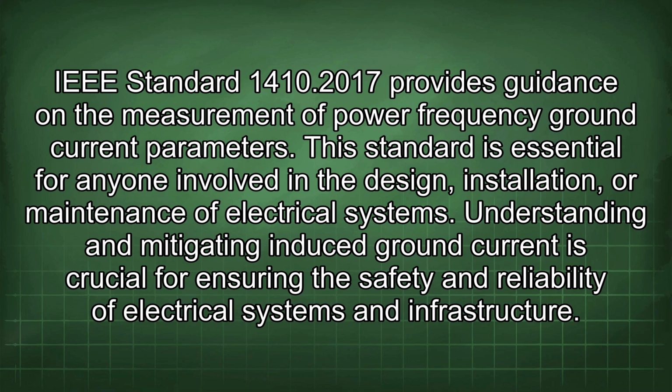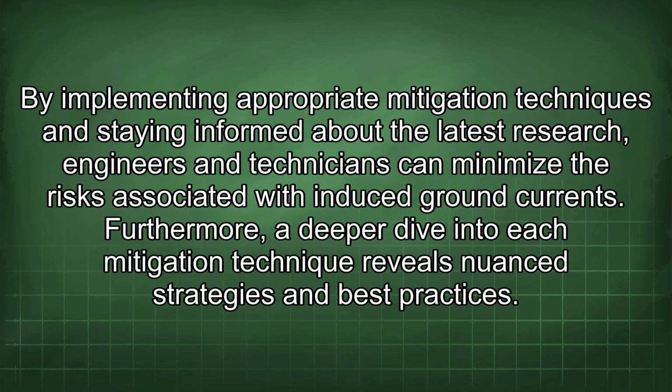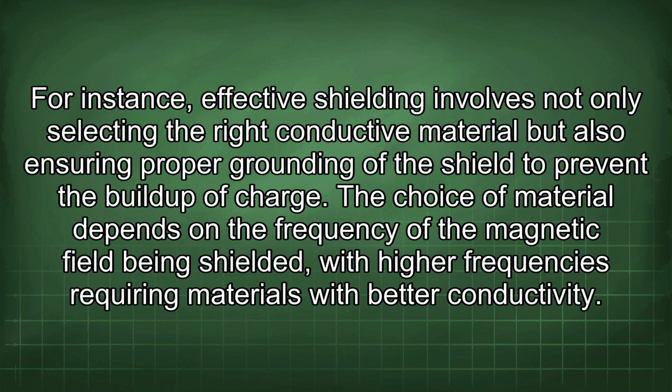Understanding and mitigating induced ground current is crucial for ensuring the safety and reliability of electrical systems and infrastructure. By implementing appropriate mitigation techniques and staying informed about the latest research, engineers and technicians can minimize the risks associated with induced ground currents. Furthermore, a deeper dive into each mitigation technique reveals nuanced strategies and best practices. For instance, effective shielding involves not only selecting the right conductive material but also ensuring proper grounding of the shield to prevent the buildup of charge.